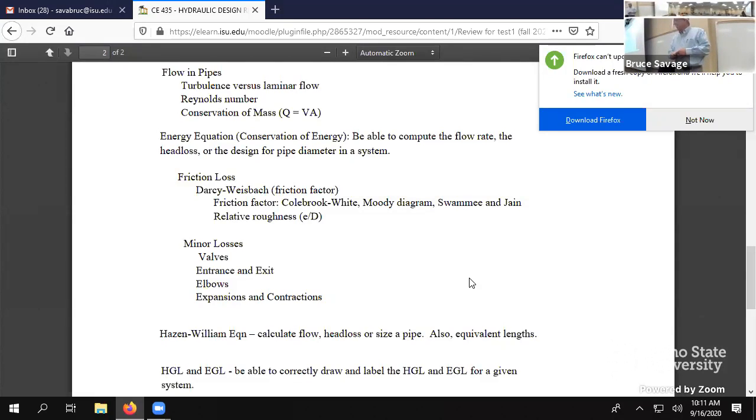All right, Hazen-Williams. As much as I hate it, you still need to know how to use it because you're going to see it out there. So you should be able to do the same three things with the Hazen-Williams that you did with the energy equation: flow, head loss, or size of pipe, and then also equivalent lengths for minor losses.